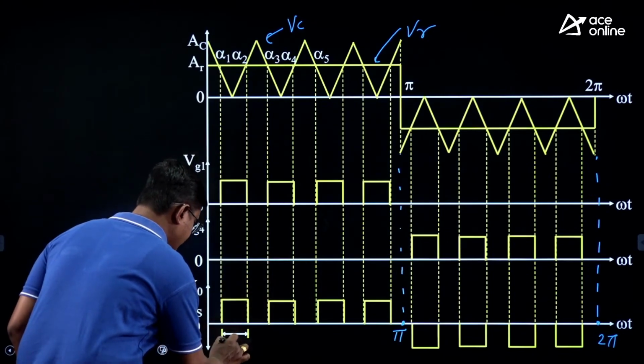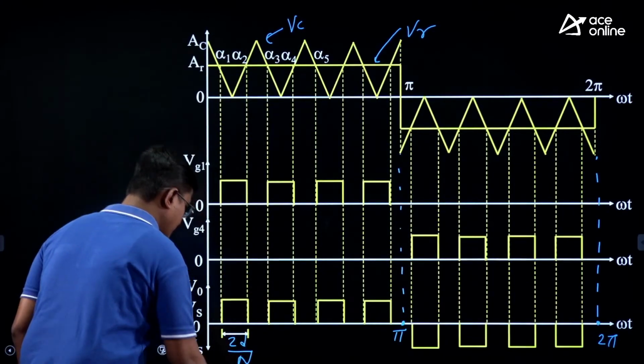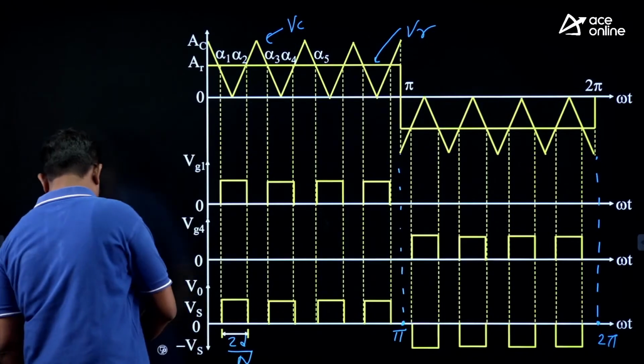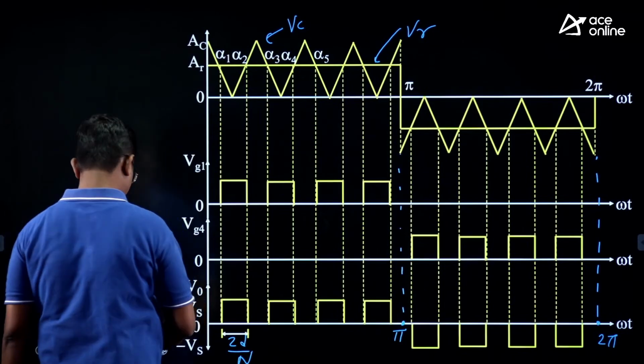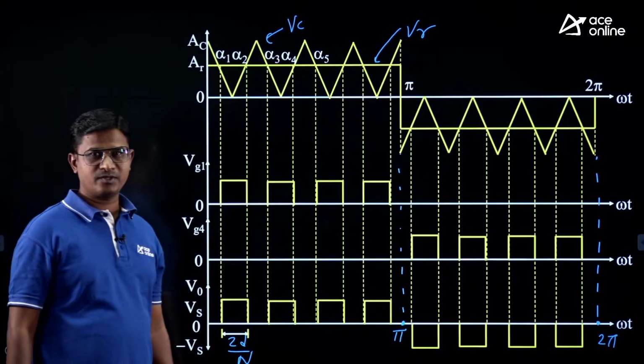The width of each pulse is 2D by n, where n is the number of pulses per half cycle. Width of each pulse is 2D by n.